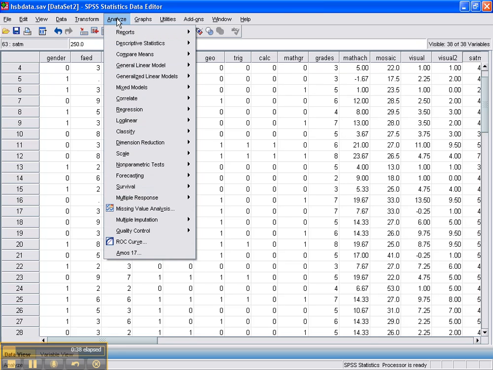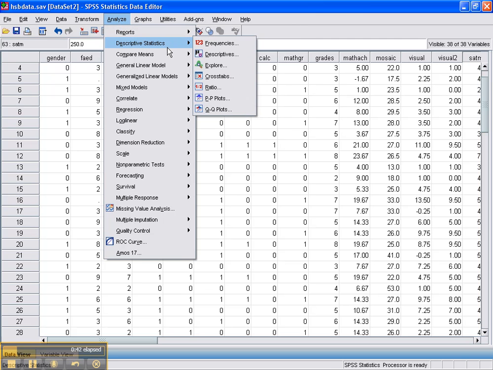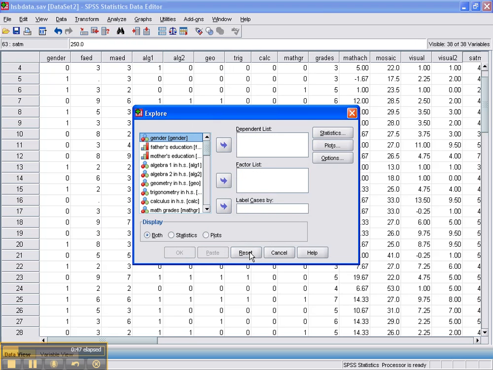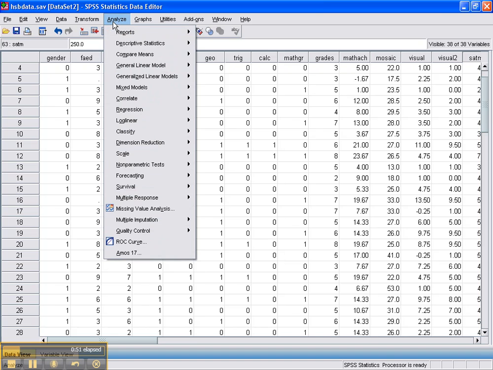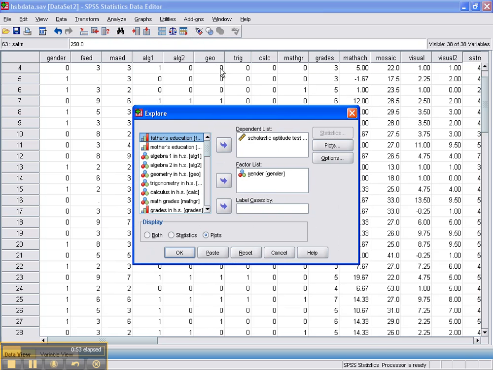So pay attention here. Analyze, descriptives. Oops. Analyze, descriptives, explore. Okay, I'm going to reset all that. Analyze, descriptives. Let's start over. Sorry, guys. Analyze, descriptives, explore.